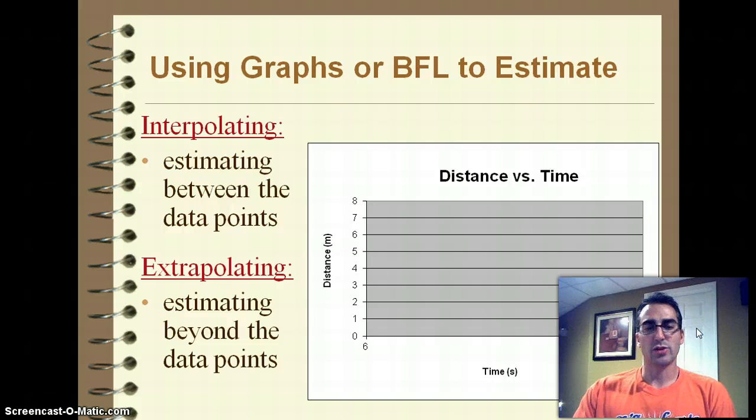We call that extrapolating. When we estimate between data points, we know that there must be other data points in between, maybe that we just have not collected yet. That's called interpolating. So we can interpolate or extrapolate based on our line in our linear regression once we've written that line down on a graph.